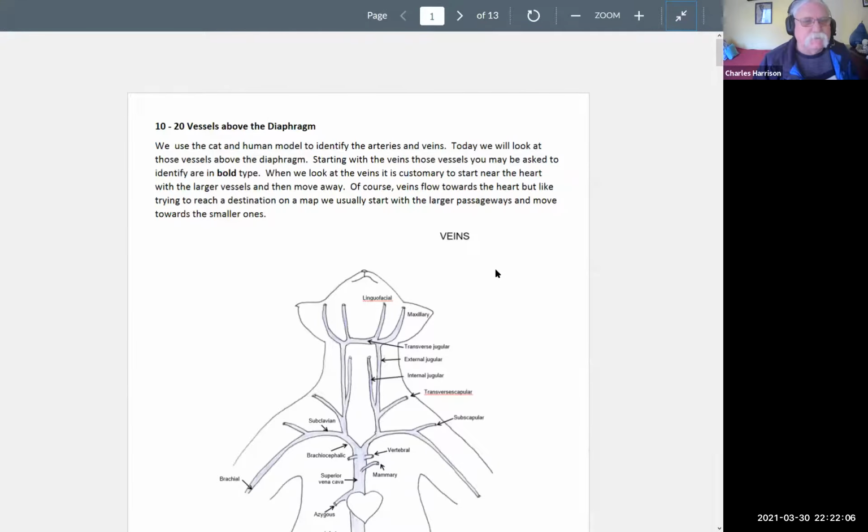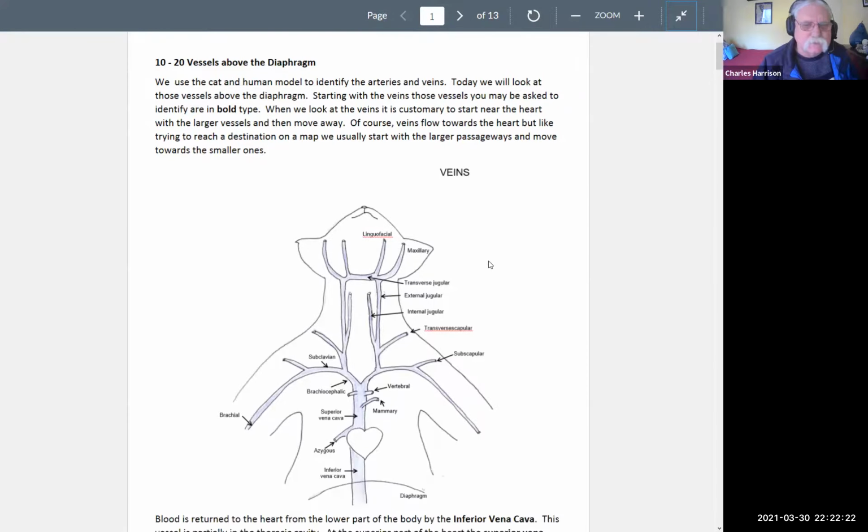Okay, these vessels above the diaphragm, I've identified the ones that are important in bold letters after the diagram itself. Those are the ones that could be asked of you. Okay. First, we'll do the veins. Why the veins? Well, when you're actually looking at a specimen, cat or anything, the veins are more outstanding. They're dark blue, and they inject with a latex much better. Sometimes the arteries are okay too, but usually the arteries are a little bit more difficult.